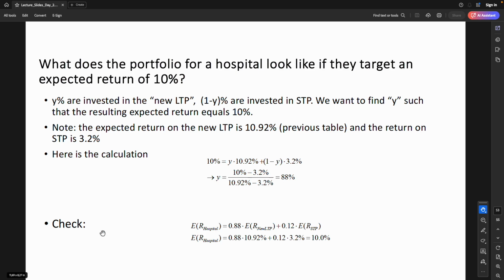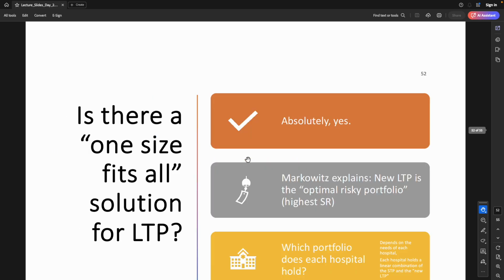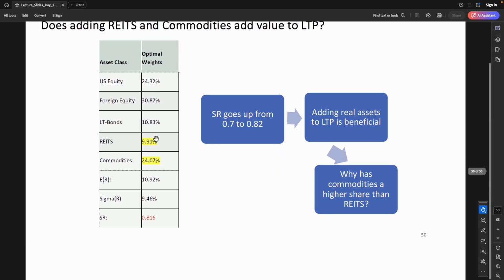So we can double check. The expected return on the hospital would be 88% times the expected return of our LTP plus 1 minus 88 is 12, so plus 12% times the return on the risk-free rate, which indeed adds up to 10%. Right? So the customer hospital just says 10%, and then the asset allocator can directly compute the resulting portfolio allocation because it has the TP holdings, the new ones here. And now it knows y equals 88%.